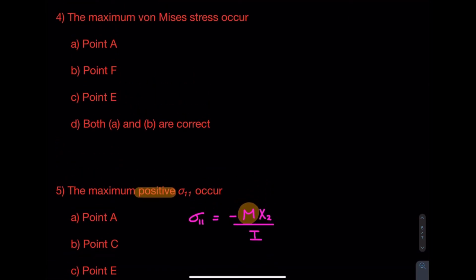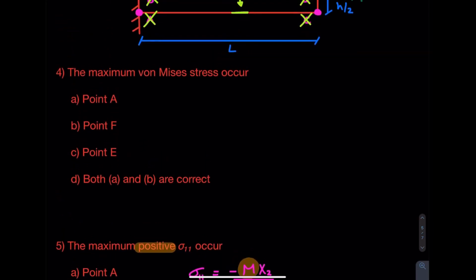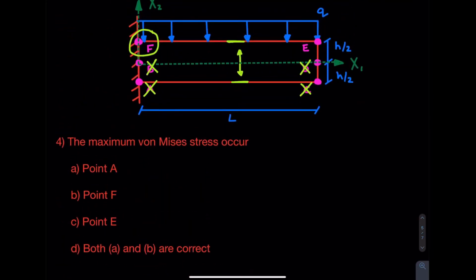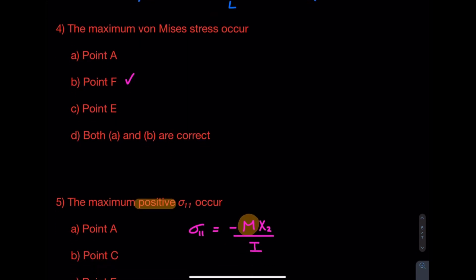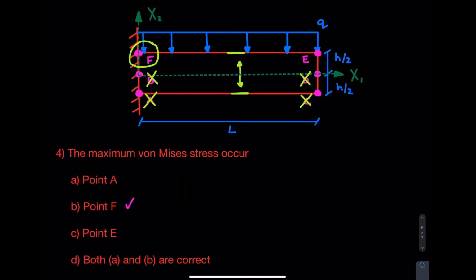And now that I know the maximum positive sigma 11, I can actually come up and answer question number 4, where the von Mises stress. So again, the maximum von Mises in these types of problems occurs at the same place as the maximum sigma 11. So if I look over here, I know that my maximum sigma 11 is point F right here. However, if you circle B, the answer is actually incorrect. Because if we remember what it's a function of, the maximum moment as well as x2. So if I look over here, both point F as well as point A have that maximum moment. They have the same value of x2 because they're the same distance from that center line. The only difference is A will have a negative sigma 11.